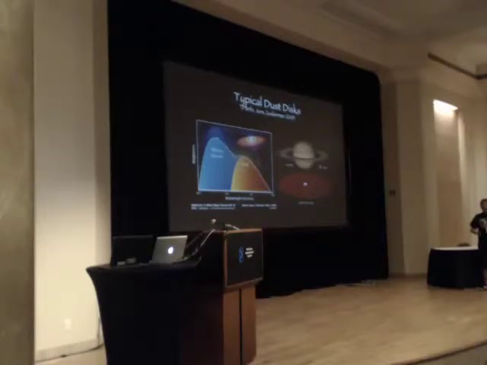Kate Su has found some evidence for cool dust at some very hot white dwarfs that looks like this. They're more like main sequence debris disks. But all of these stars are metal polluted stars. It's a bit of a different game.